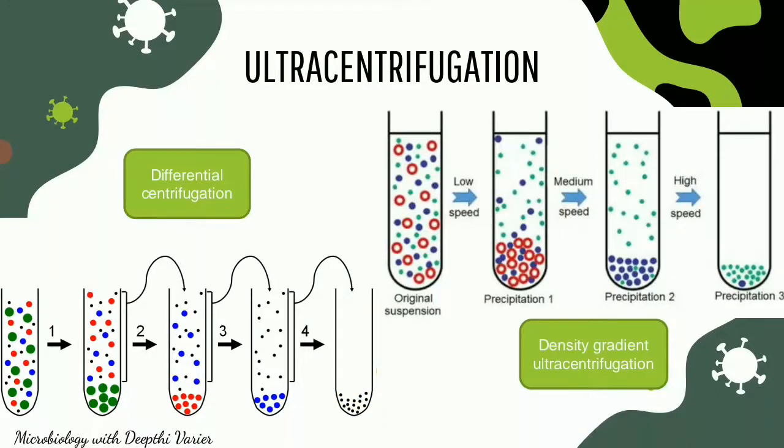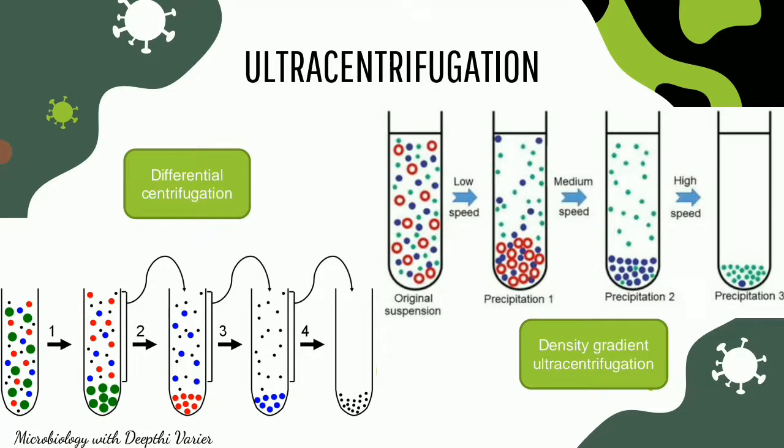So this is differential centrifugation, a quite easy method of centrifuging and of obtaining viruses in their pure form. The second type of ultracentrifugation is density gradient ultracentrifugation, a slightly better one, and it helps to separate out our particles by using their density. So it's not just the size here; we can even separate out particles having similar size but different density.